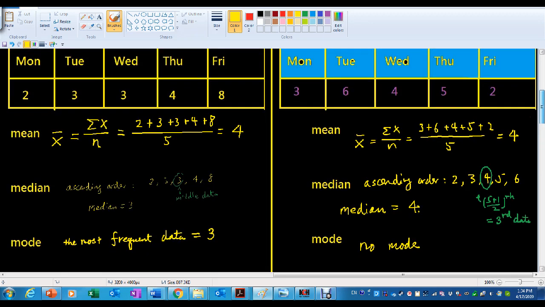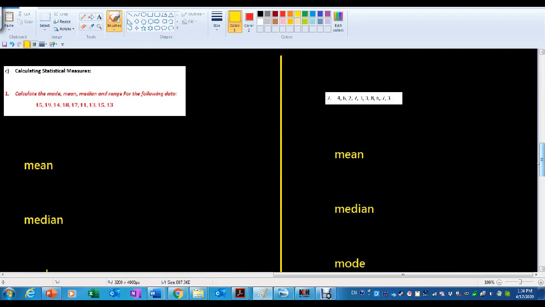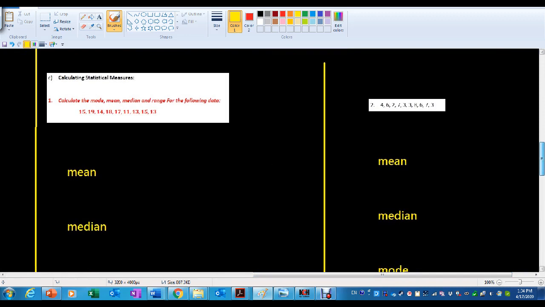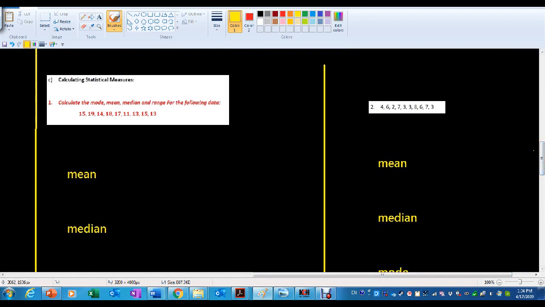and each measure has its own definition and utility. All right, let's do some practice, which are the questions in your handouts. Of course, we can't do all of them, but we are going to do some of them, right? So calculate the statistic measures: you are going to find the mean, median, mode, and range.